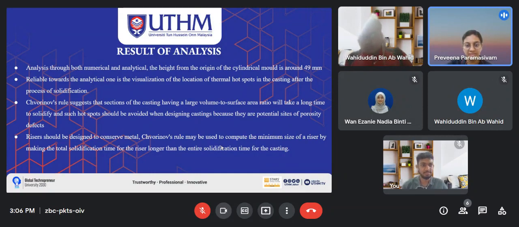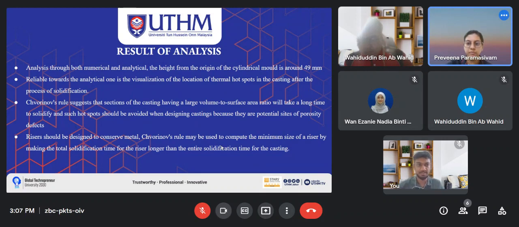A large area means large solidification time because of the large volume to area ratio. Therefore, the result can improve the casting mold by redesigning the riser with a different location or measurement. As we know, the Chvorinov rule suggests that a section of casting having a large volume to surface area ratio will take a long time to solidify, and such hotspots should be avoided when designing casting because of the potential for porosity defects. So risers should be designed to conserve the metal.